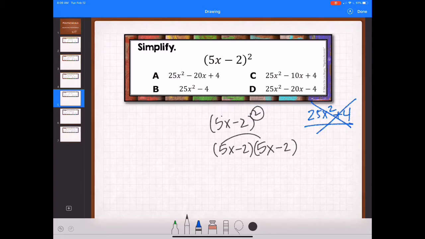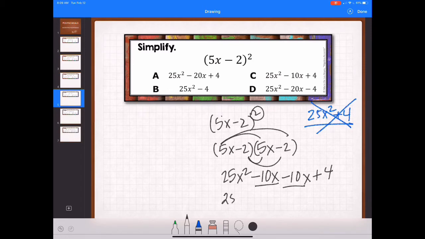Double distribute. So 5 times 5 is 25. X and x is x squared. 5x times negative 2 is negative 10x. And then underneath, negative 2 times 5, negative 10 with an x. Negative 2 times negative 2, positive 4. These do not cancel. You want to go ahead and combine like terms. So your final answer is 25x squared minus 20x plus 4. So your correct answer is A.